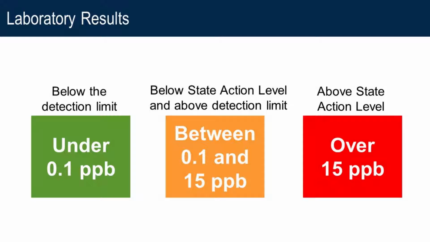The first category will be results that are below the laboratory detection limit. The second category are results that are below the action level but above the laboratory detection limit. And the third category are results that are above the action level.